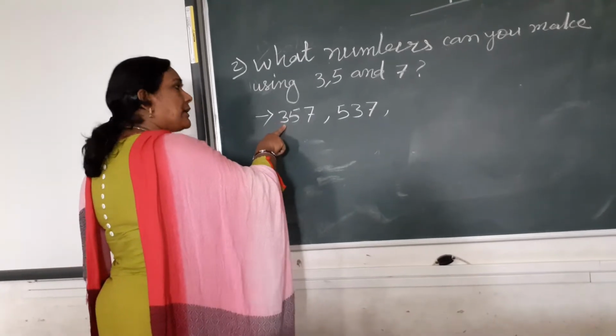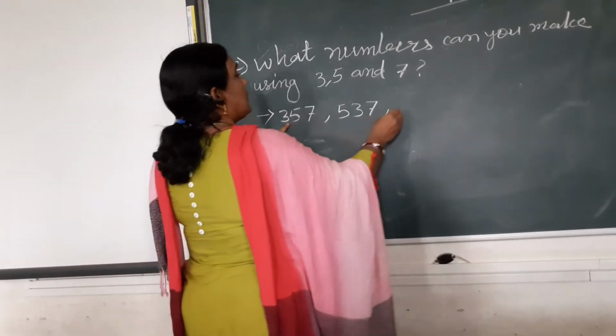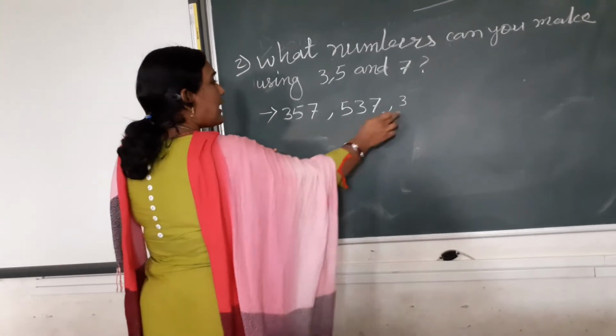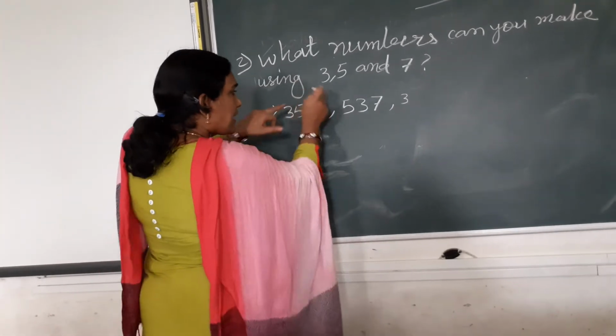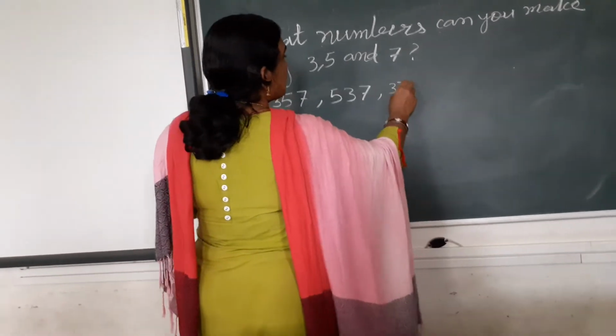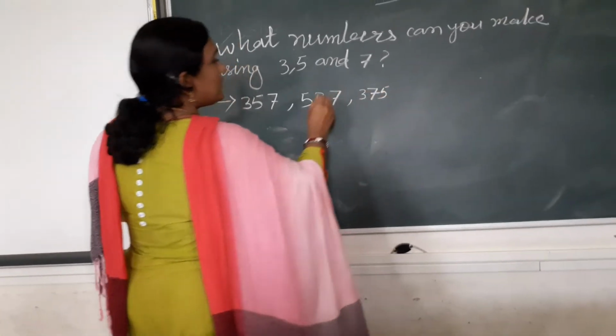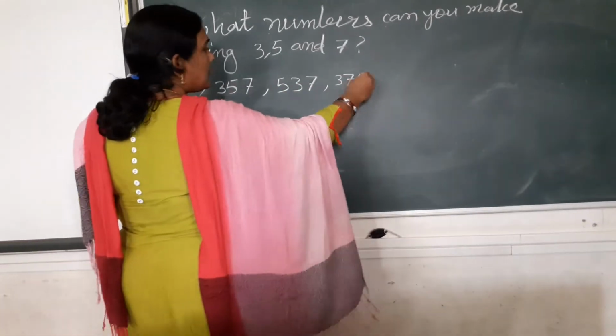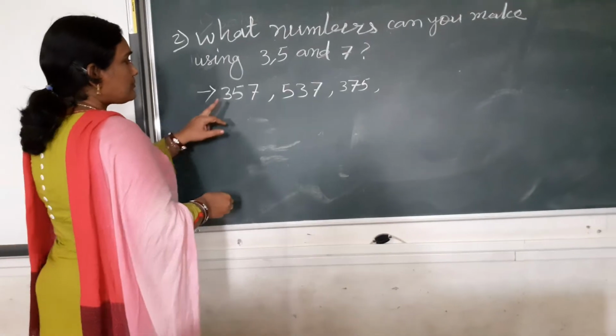Now which number can I make? Now 3 I will keep as it is here, but these two I am going to change. 3 I kept as it is. 5 I am taking in the third position. 7 I will take in the second position. 7 and 5. See, so this is 375. Another number, how can I make?